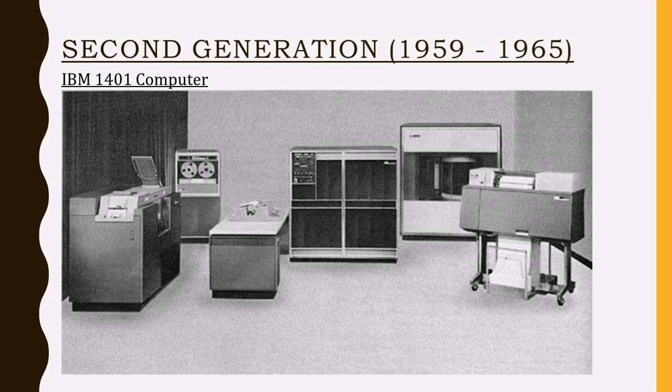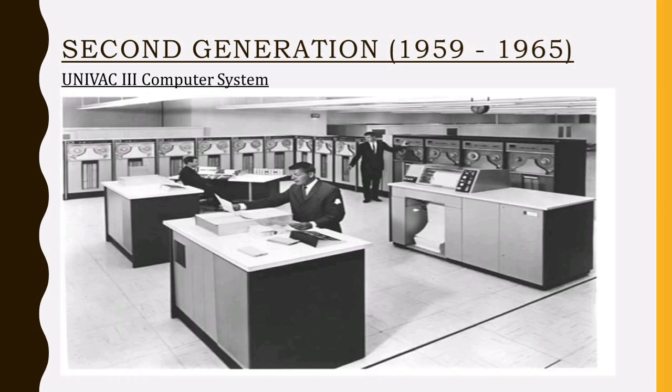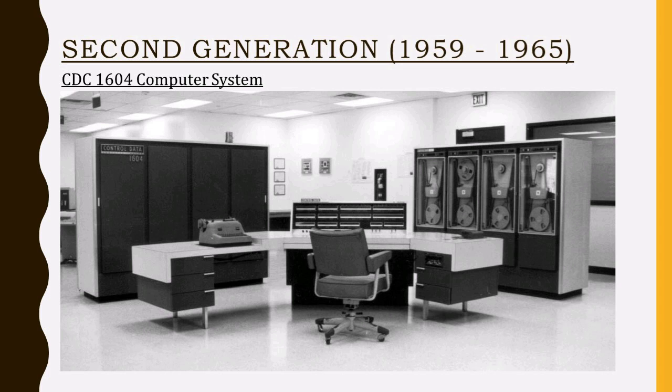In this figure, you can see the IBM 1401, which is an IBM 1400 series computer. This image is of UNIVAC 3, which is also a second generation computer. The next is CDC 1604. You can see the size of this computer, how huge it is, but still smaller than the first generation computers.